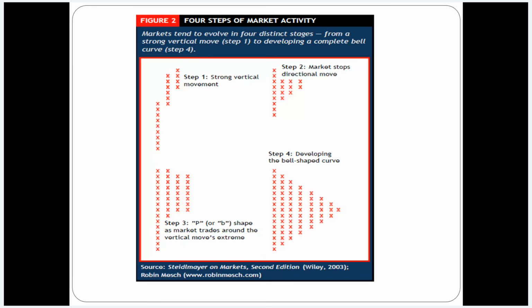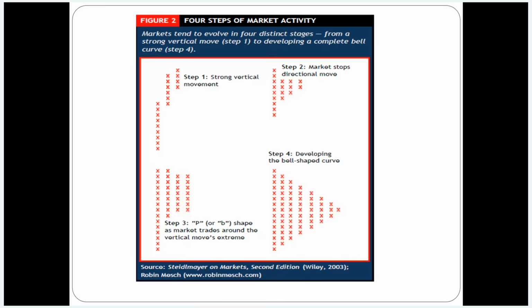Okay. So what Steidlmayer says is this: any market, if you go and check, the price will do all these 4 steps. One is it starts with a vertical move. Any price, I will show some examples as well. These two things are very useful, that's why I included them in the slides. So any price will go through 4 stages.